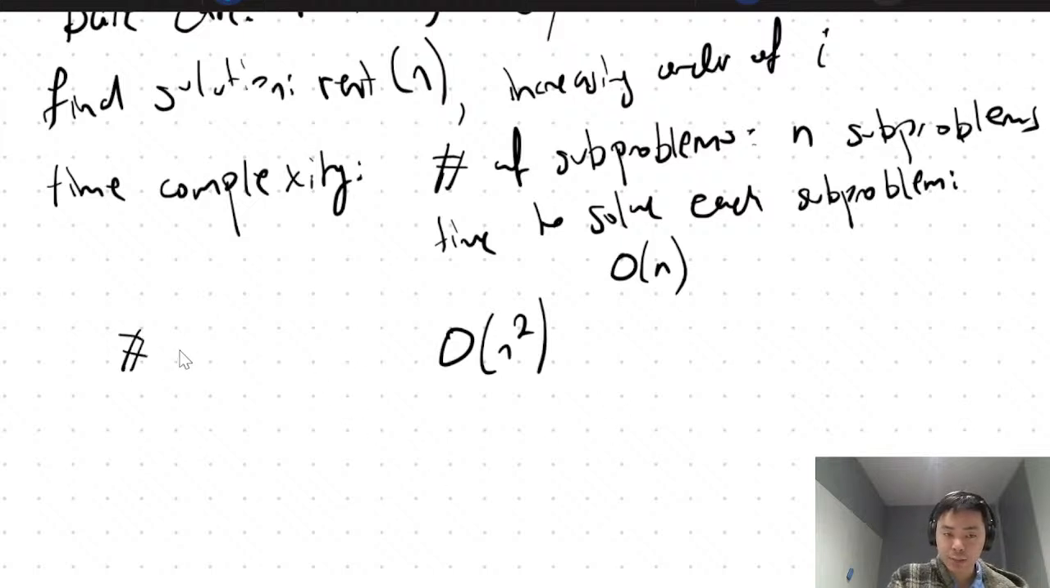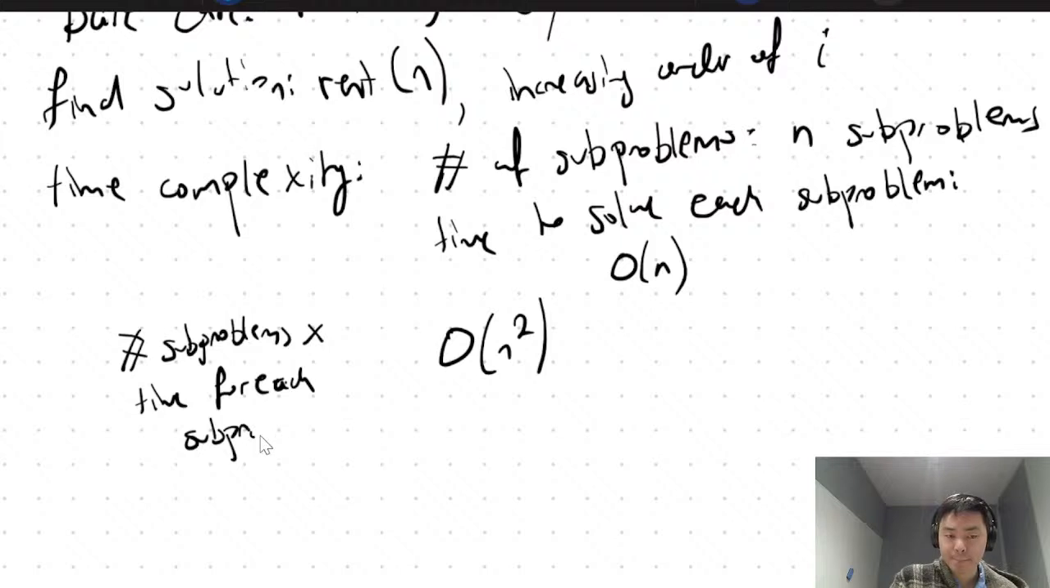Right. So it's number of subproblems multiplied by time for each subproblem, and that gives you about O of n squared time.